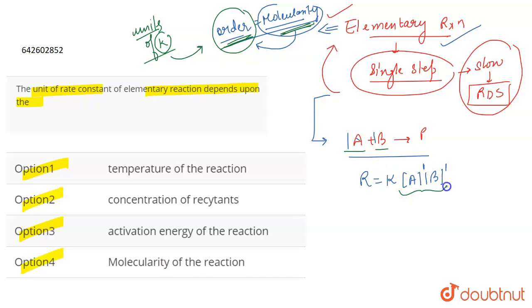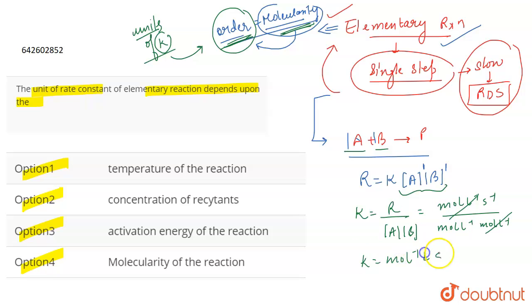For example, here, it is a second order reaction. So the units of K will be rate divided by concentration of A times concentration of B. The units of rate are mole per liter per second, right? And concentration has the unit mole per liter. This concentration also mole per liter. So the units of K become mole inverse liter second inverse.